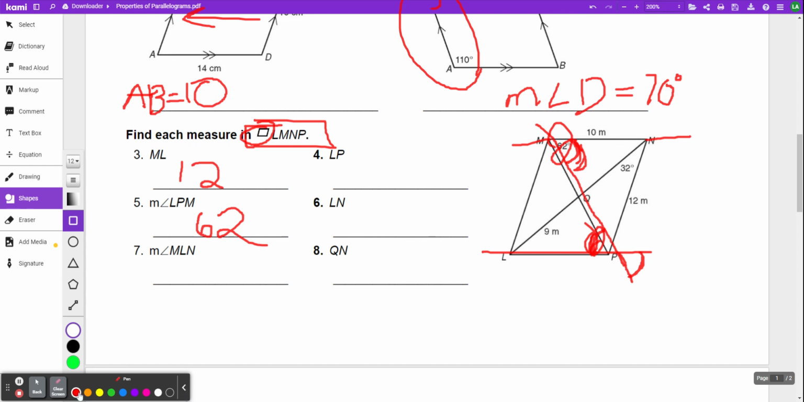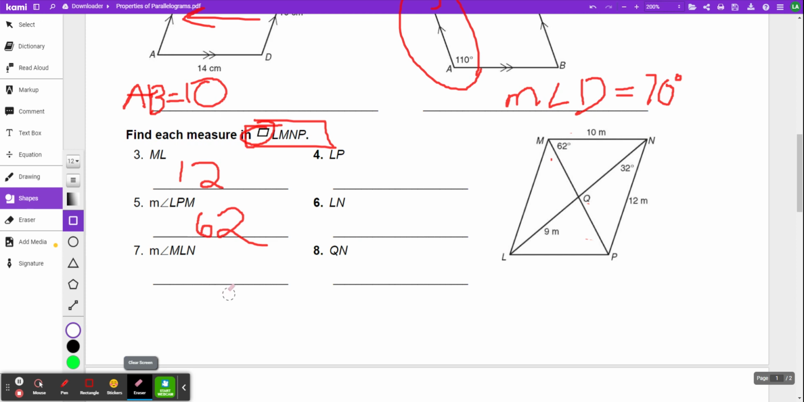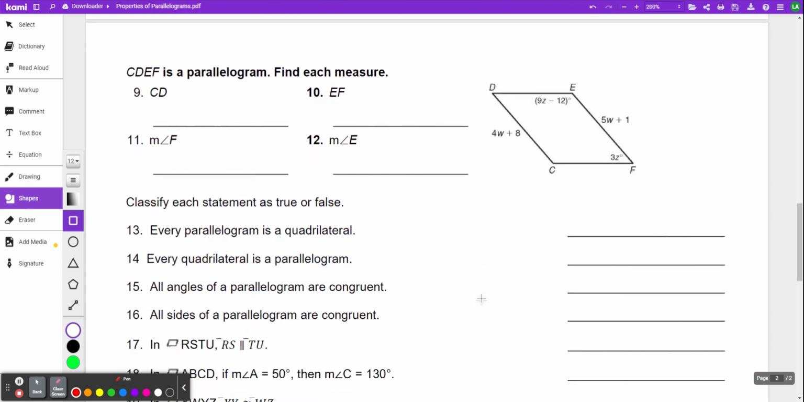All right. I'm going to let you figure out the rest of those, and if there's any that are too difficult, that's a perfect opportunity to ask a question. I will speak briefly about QN. Remember, the diagonals are bisected, so QN is the same as over here. All right, that's enough hints.